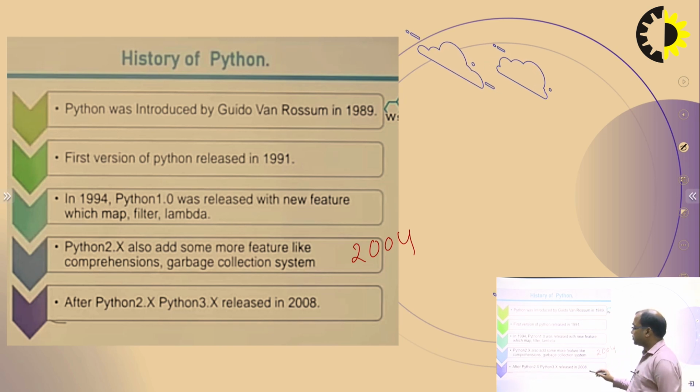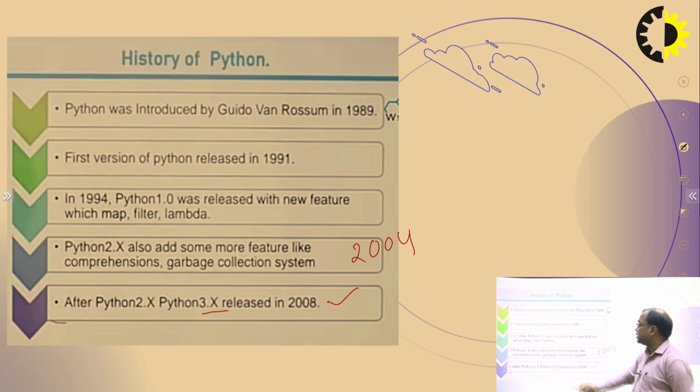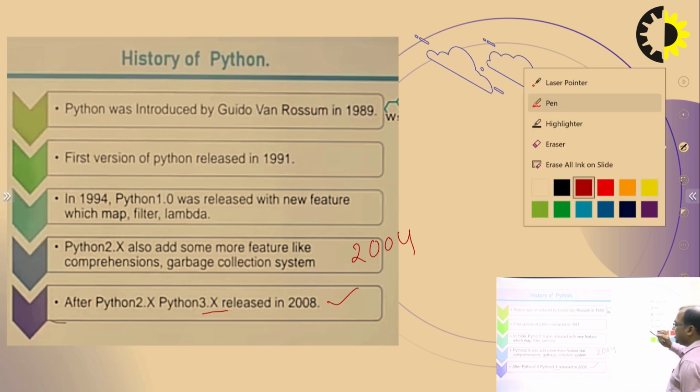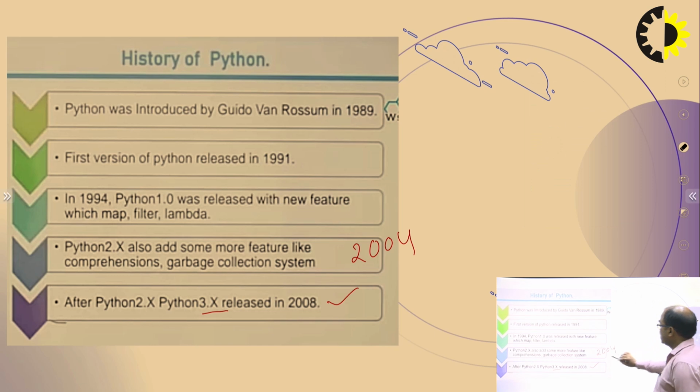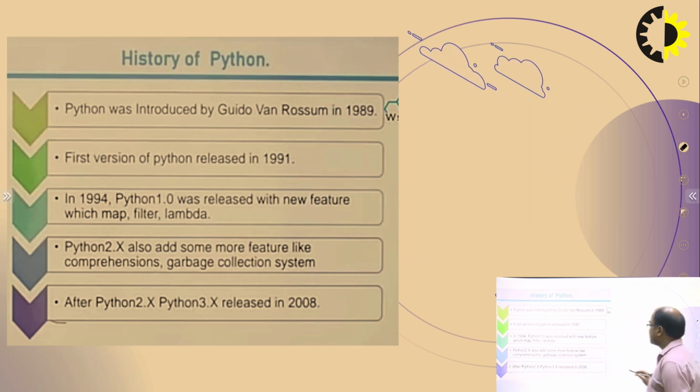Next, after Python 2.x, around 2008 they introduced the next and latest version of Python, 3.x. Now it is around 3.8 or something in the market. So you can download the latest version of Python, 3.x, from python.org. That is the site.